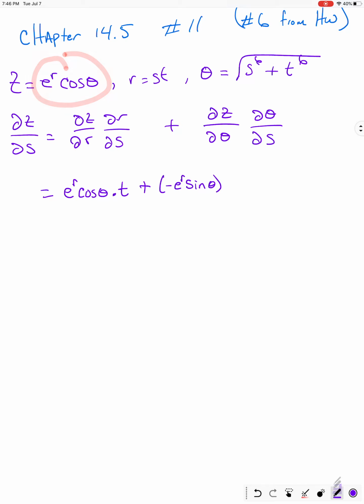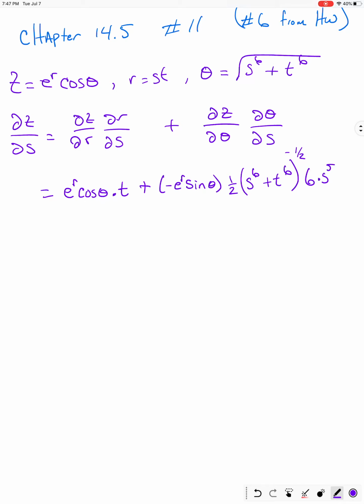And then finally, I need to take the partial derivative of theta with respect to s. That's what this part is asking me to do. So I can do that. I have 1/2 times s to the 6 plus t to the 6, raised to the negative 1/2. Then I need to apply the chain rule with respect to s. So that's 6 times s to the 5th plus 0.